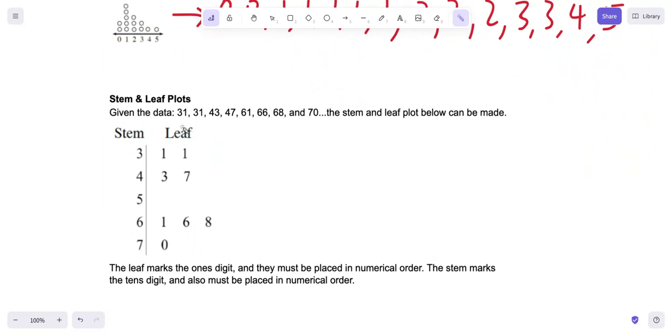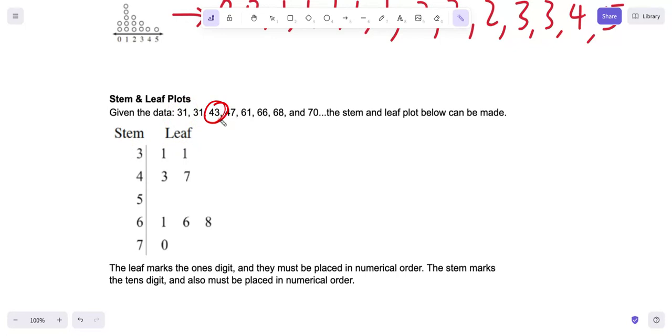Now, in a stem and leaf plot, the good thing is that it puts the numbers in number order. Think of the leaf as always the ones digit, and the stem will be either the tens digit or the tens and hundreds digits. So for example, 31 has a ones digit of 1. That's what this is right here. And because 31 has a tens digit of 3, that's right there. In the stem and leaf plot, I see 2 ones in the stem of 3. That means there's a 31 here and a 31 there, which matches these two 31s.